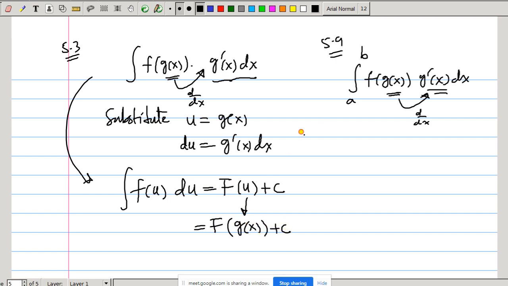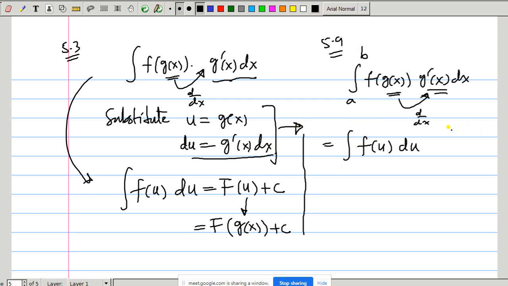But here in 5.9, when you substitute, this becomes f of u du, but now it has limits, so I will change the limits as well. If limits are given, then this is the extra thing. After doing this part, we will do another extra thing, which is if x is a, then u will come from your substitution g of a. I will put x is equal to a here to get the value of u. Similarly, when x is b, it will give me u is equal to g of b.